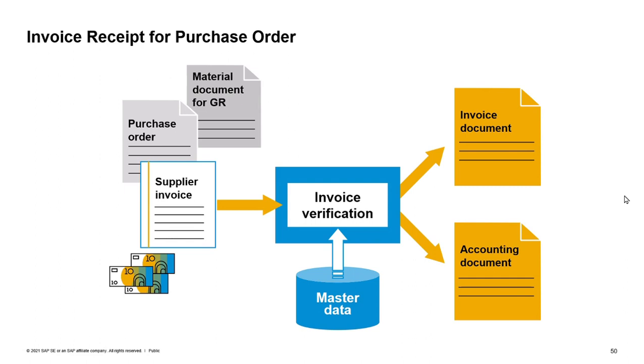Also, like in the goods receipt, the invoice receipt process will create two documents. The first is the invoice document, which is a record of the invoice verification, indicating the material quantity and dollar amount. The second document is the accounting document, which, just like the accounting document for the goods receipt, will show all financial accounts needing adjustment to complete the transaction.